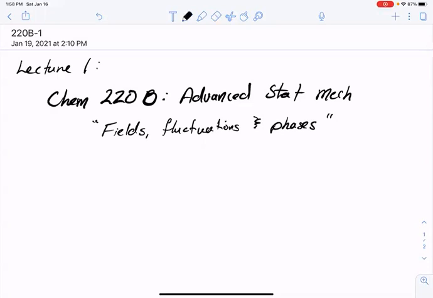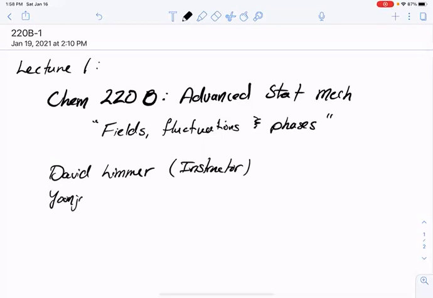So a quick note. I am going to be your instructor for the year. My name is David Limmer, together with my student, Yoon Jae Park, who will be your GSI. We hope we can convey as much of this knowledge as possible, given the constraints that we'll be doing all of this virtually.